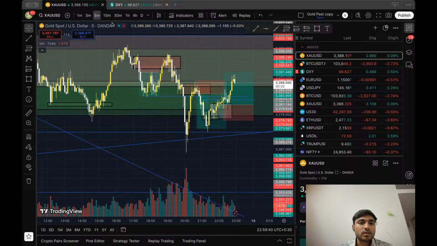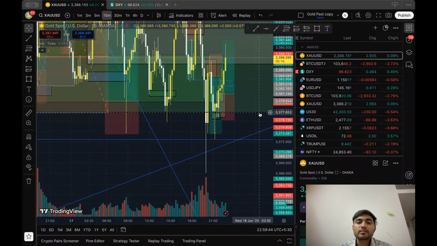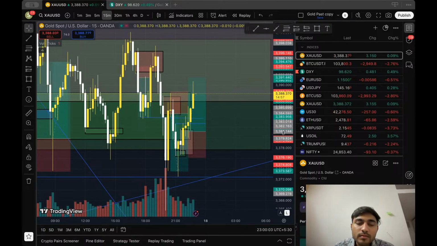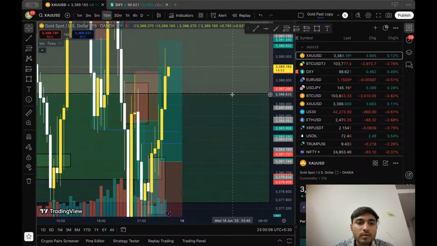So, what else? 15-minute closing. Let's see what will happen. I want it to close above this. 10 seconds to go. Let's hope it closes above this. 3, 2, 1. It closed. I think it closed below it, no?